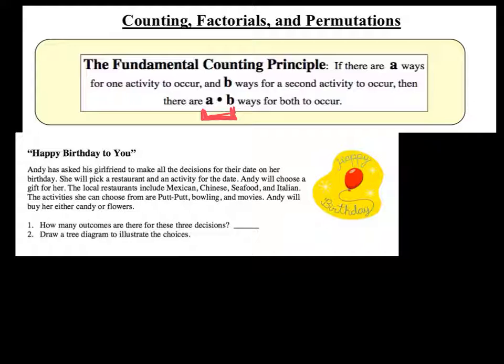So it says, Andy has asked his girlfriend to make all the decisions for their date on her birthday. She will pick a restaurant and an activity for the date. Andy will choose a gift for her. The local restaurants include Mexican, Chinese, seafood, and Italian. The activities she can choose from are putt-putt, bowling, and movies. Andy will buy her either candy or flowers.